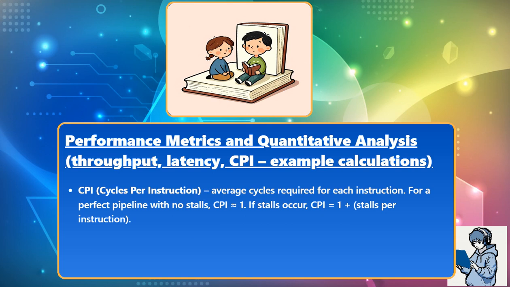CPI, cycles per instruction: the average cycles required for each instruction. For a perfect pipeline with no stalls, CPI is approximately 1. If stalls occur, CPI equals 1 plus stalls per instruction.